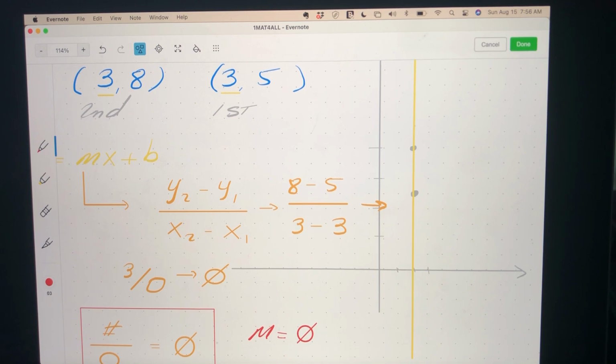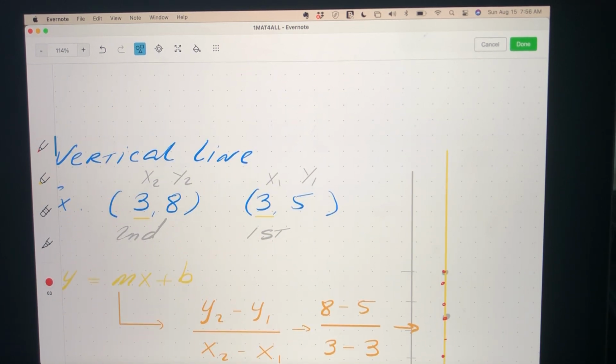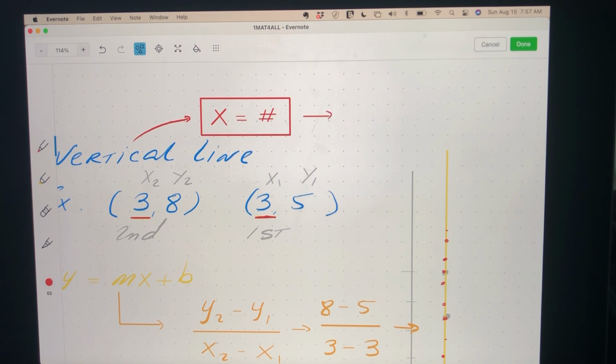Because no matter what the y is, as long as the x is always 3, these points will always line up on that same vertical line. So the equation for the vertical line is always going to be x equals a number. And that number is the x number, because that's the only thing that has to happen for my dots to line up on my vertical line. So the final answer to the equation of this vertical line is x equals 3. Notice there is no y because, again, y could be anything.